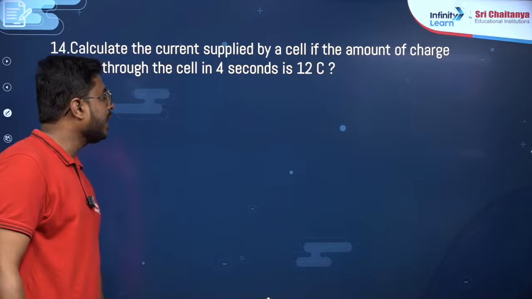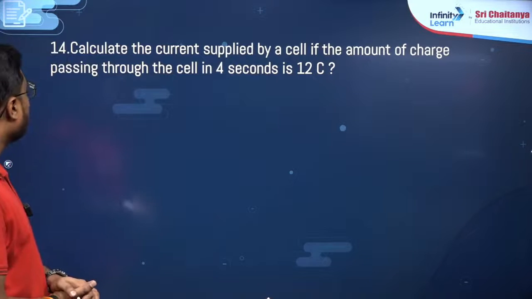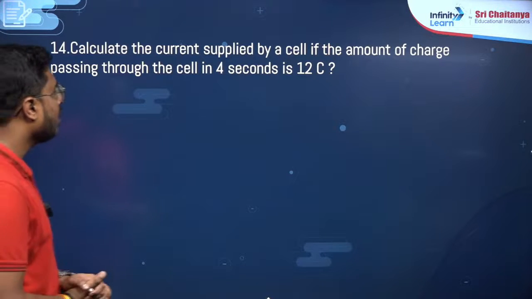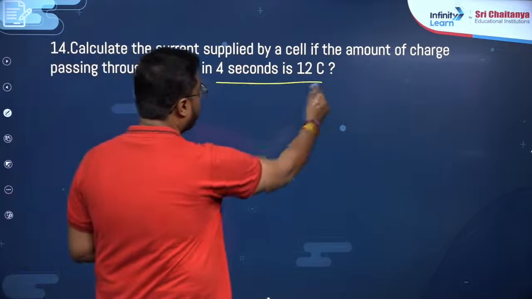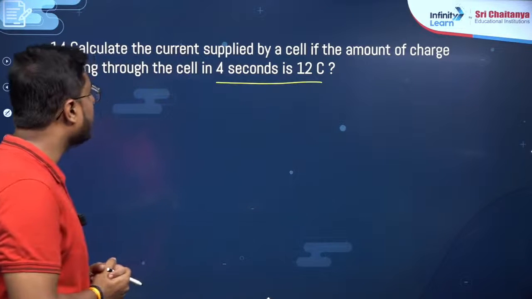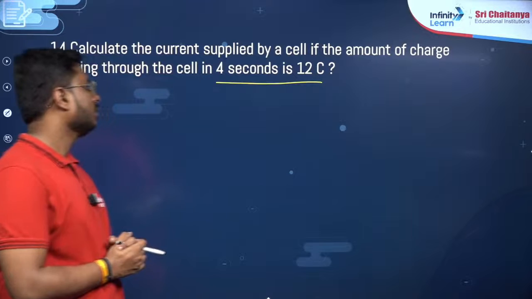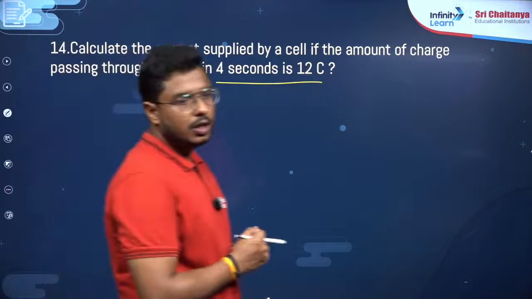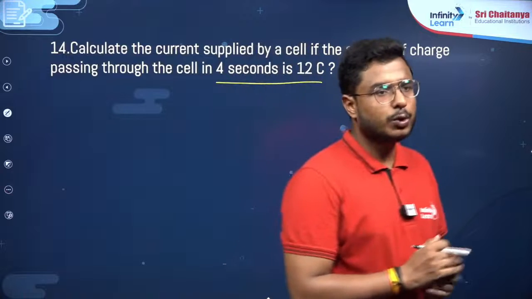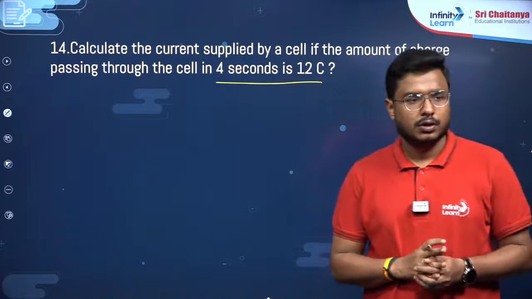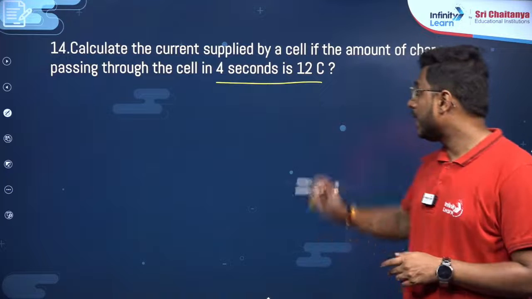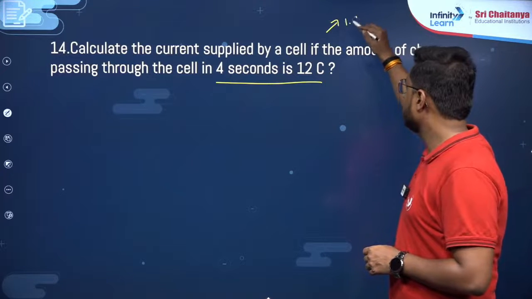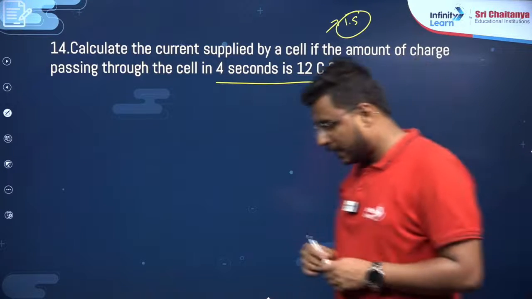Calculate the current supplied by a cell if the amount of charge passing through the cell in 4 seconds is 12 coulomb. So what they are asking, calculate the current supplied here. Okay. Current you need to calculate. I think it is a very easy question. Quickly solve it, everyone. Very easy question. You have 1.5 minutes to solve this question. Quickly solve it and tell me the answer.